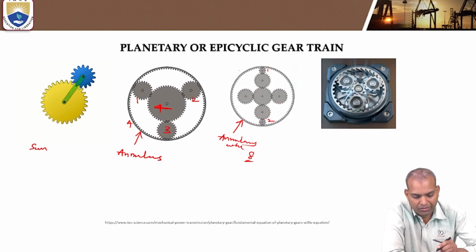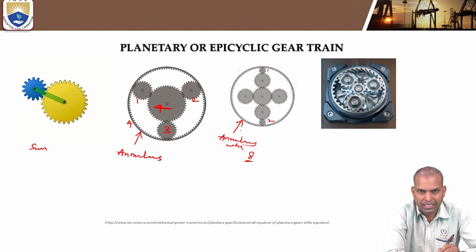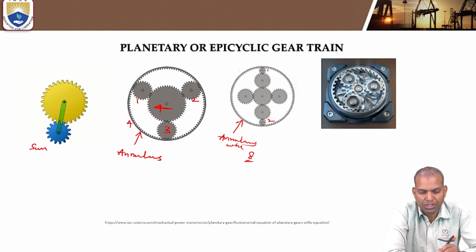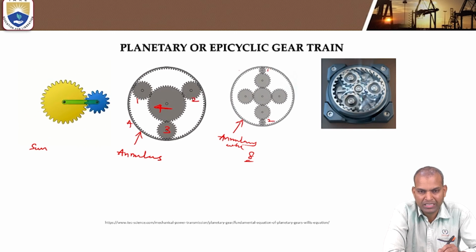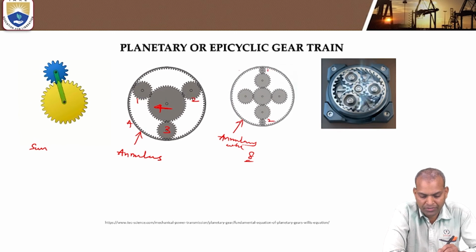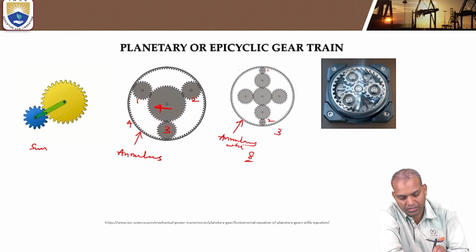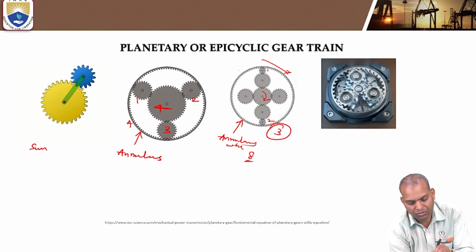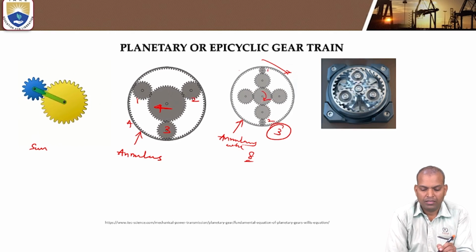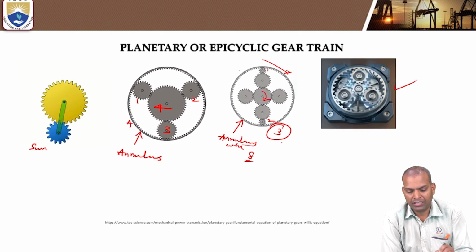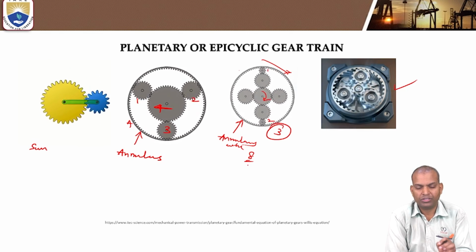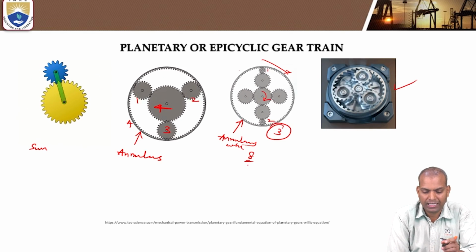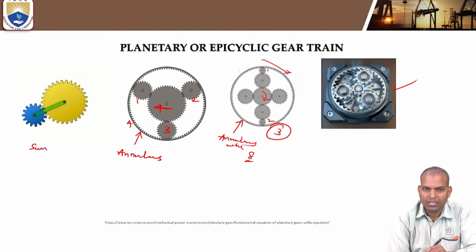If the requirement is that the rotation of the annulus wheel should be the same as the rotation of the center wheel, then we have to go for this third type. So the rotation is clockwise and also clockwise. So this is another category of how the sun and planet gears, the epicyclic gear train, are mounted in a mechanism.